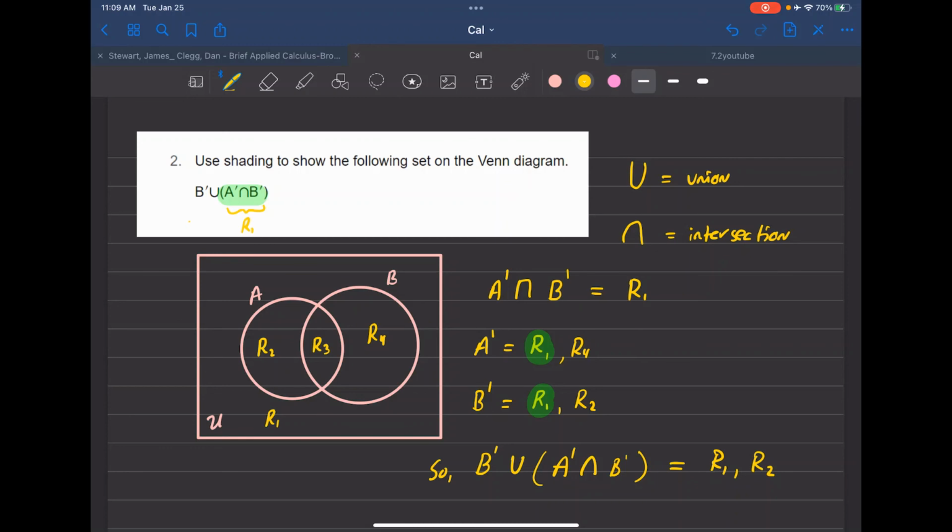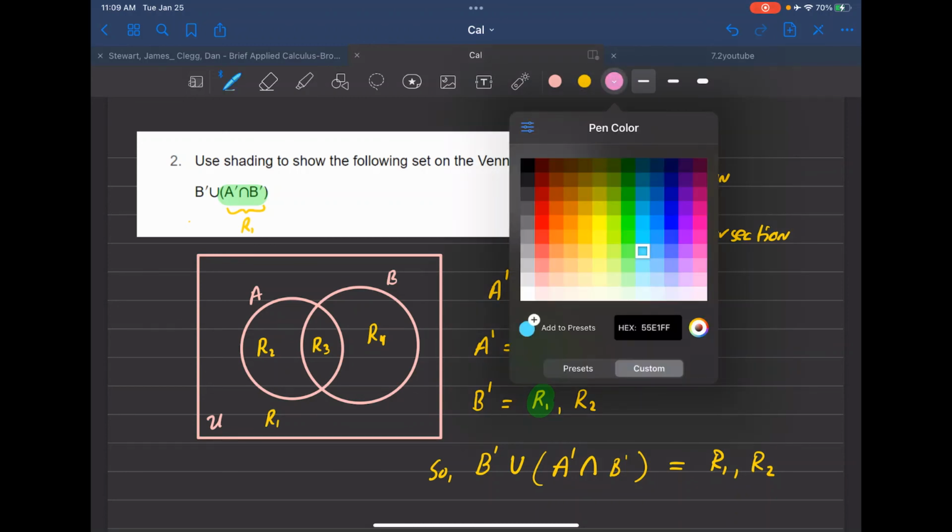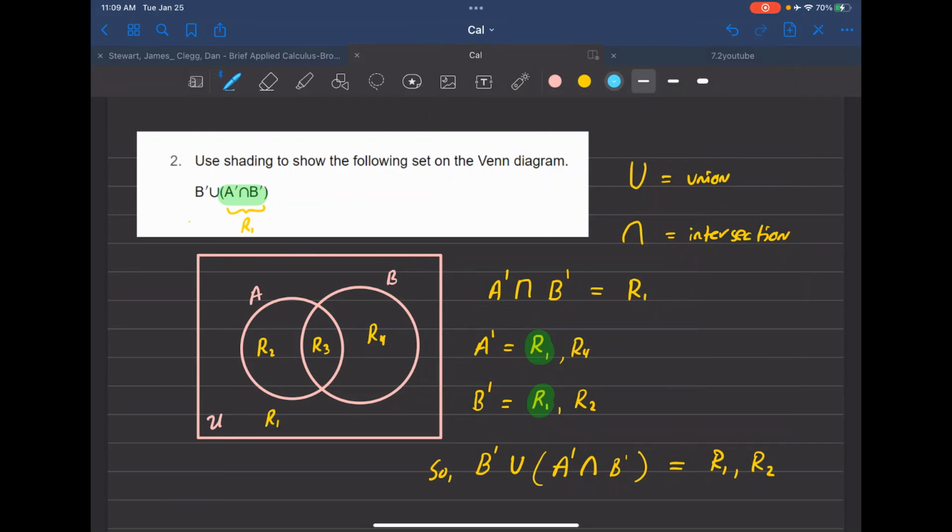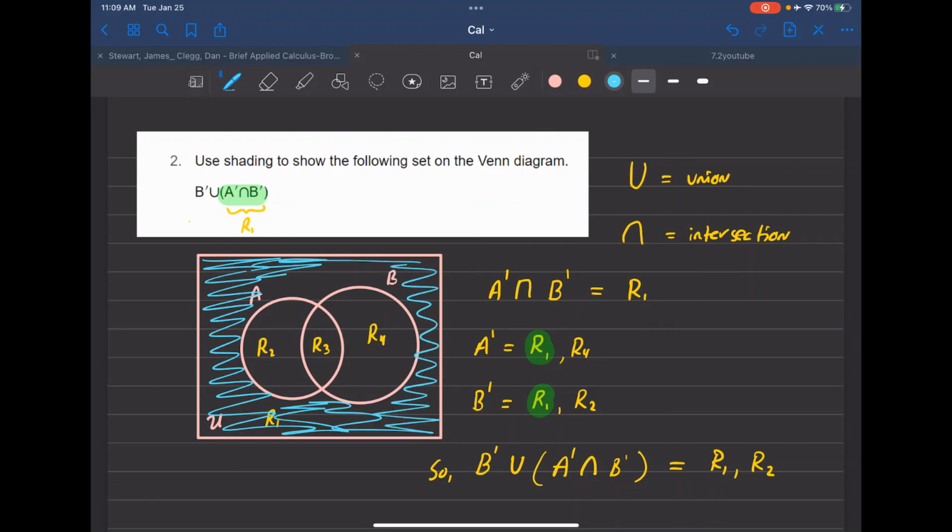So that's what we're going to shade in. We're shading in R1. So R1 is all of that. And we're also shading in R2. So that's all of that. So that is our shaded region for this given set.